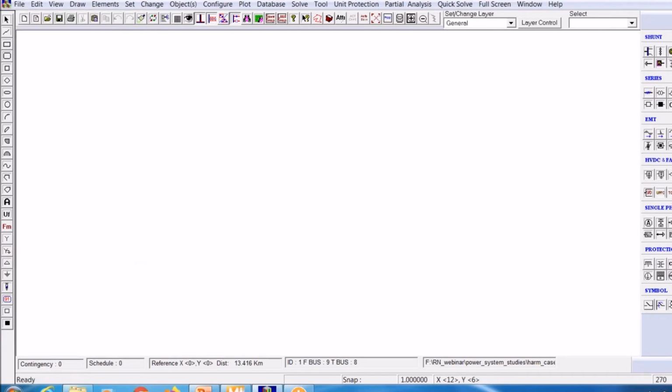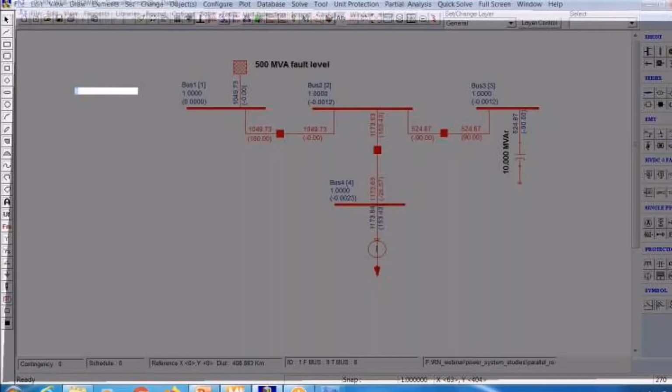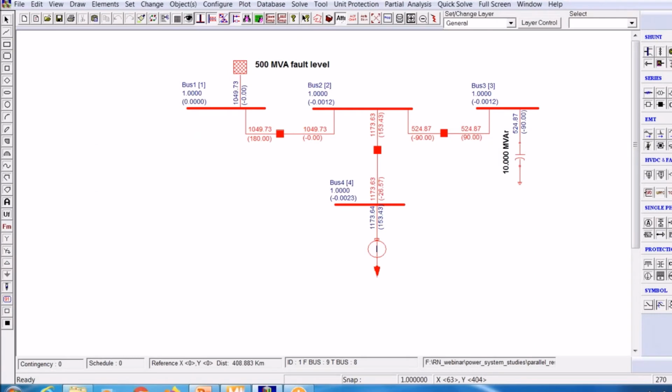Now let us also see one example with respect to the parallel resonance condition. This is a simple illustration to tell when the series resonance may happen and when the parallel resonance may happen. This is a system with a 500 MVA fault level, and there is a 10 MVA capacitor bank. This is the source, and there is a load here, which is a nonlinear load.